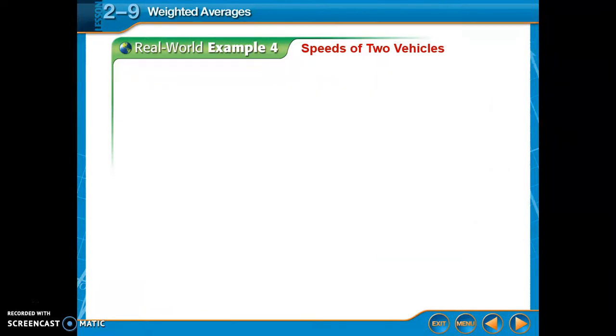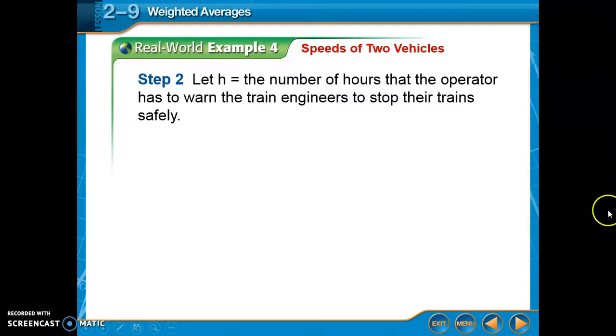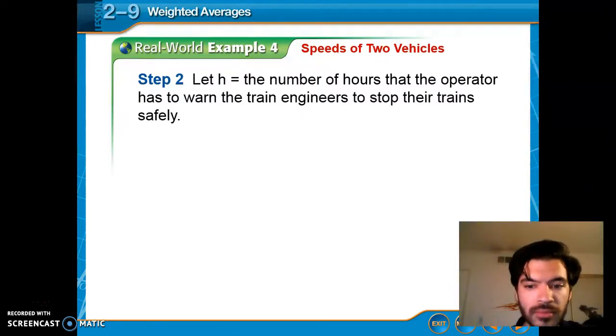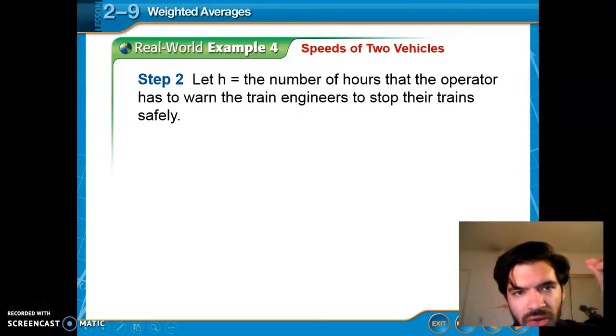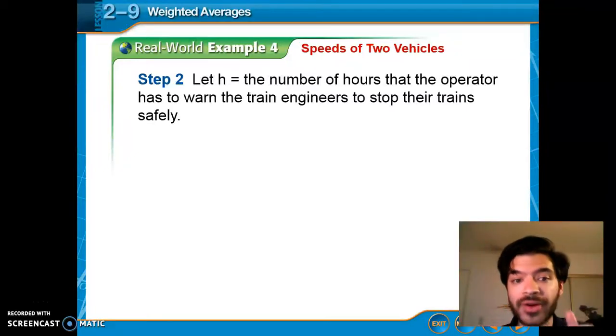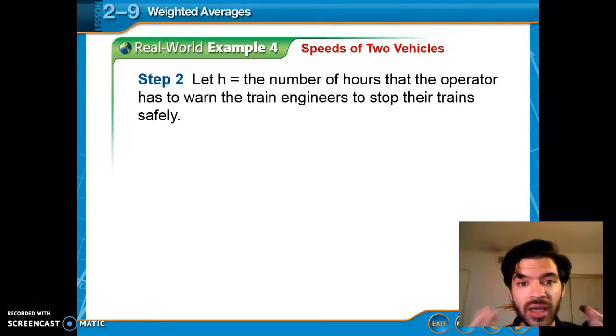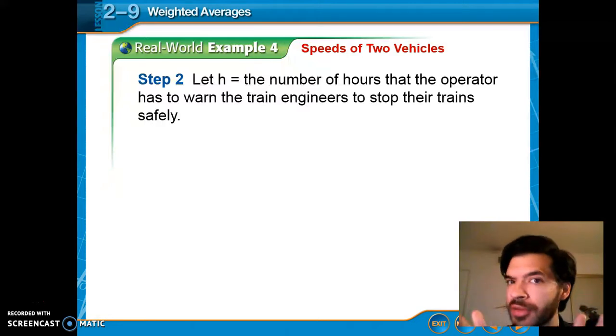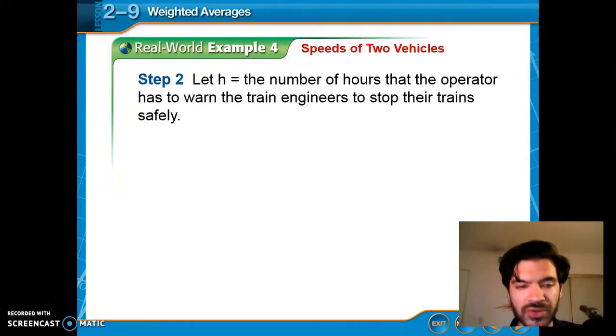So, now that we have done that, now we want to start building a table like we did last time. So, let's let H be the number of hours the operator has to warn them. Okay? H be the number of hours, right? Since they're traveling in miles per hour, we should probably measure time in hours.